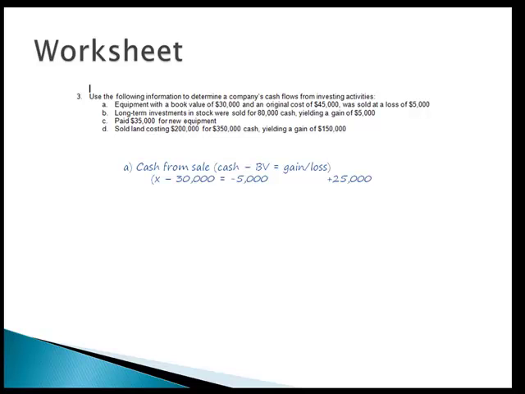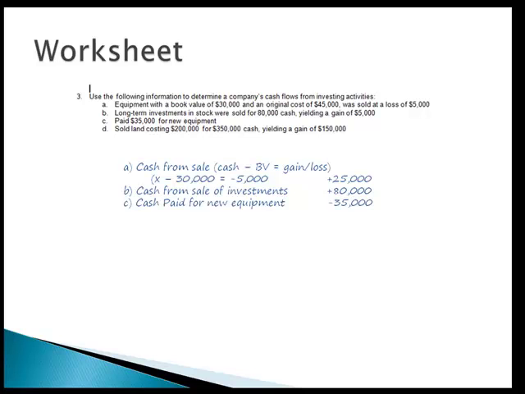B says long-term investments were sold for $80,000 cash, yielding a gain of $5,000. Again, in the investing activity section, all we care about is the cash. So if we sell long-term investments, we increase our cash. The gain would get reported up in the operating activities. C says we paid $35,000 for new equipment. Well, that's a decrease in cash. When we pay for new equipment, that decreases our cash.